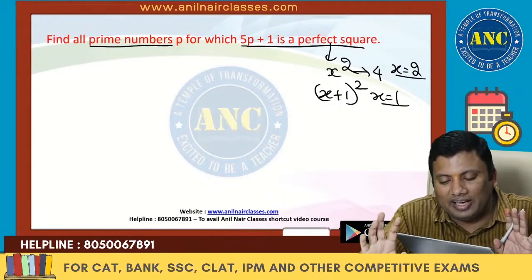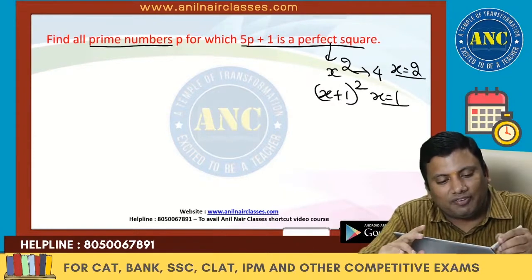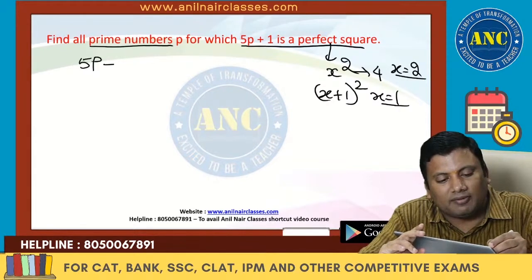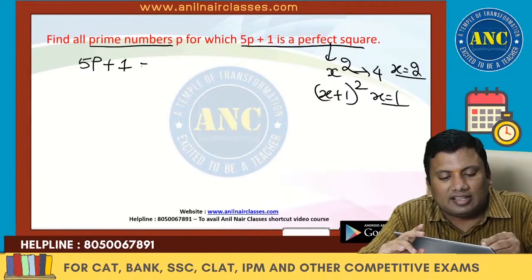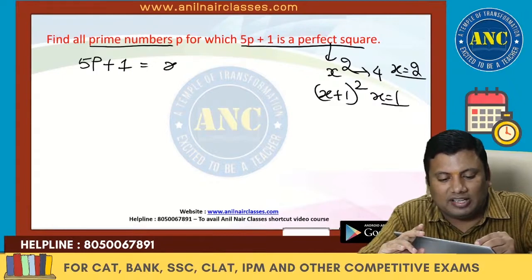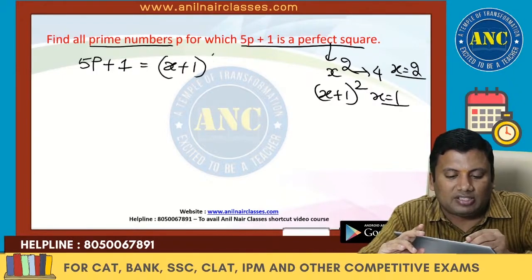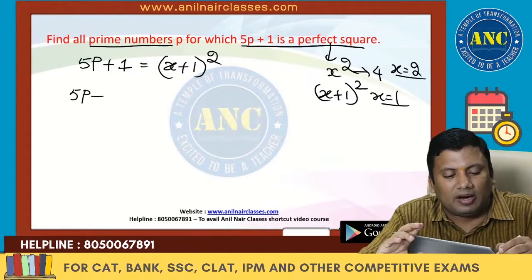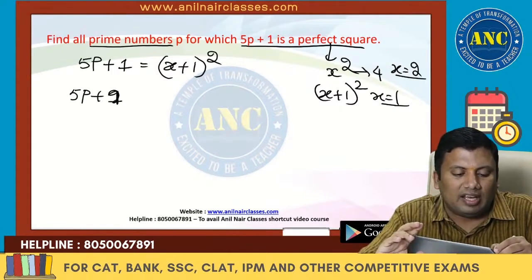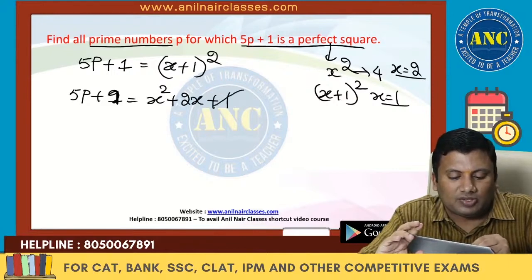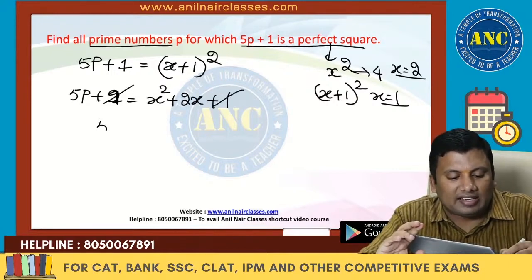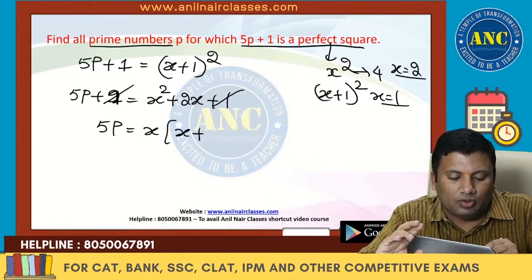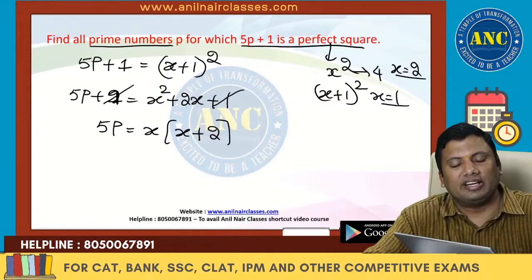Why am I doing it? I will tell you. Right? So find all the prime numbers values for p such that this number is a perfect square. I will call the perfect square as x plus 1 whole square. This is nothing but 5p plus 1 equivalent to x square plus 2x plus 1. These 1 will get cancelled. 5p is nothing but x into x plus 2. X into x plus 2.